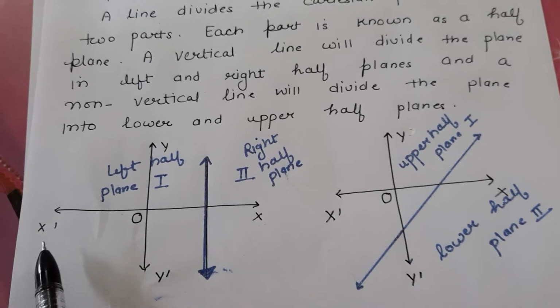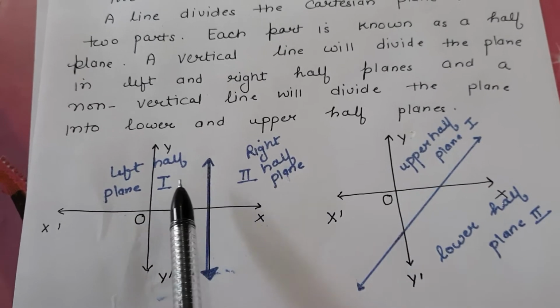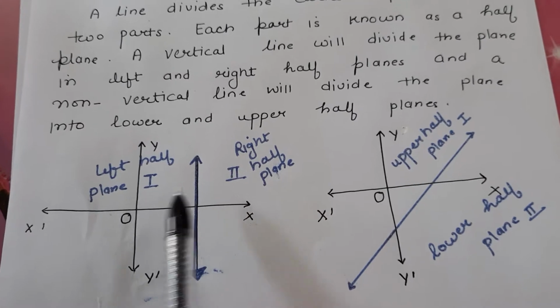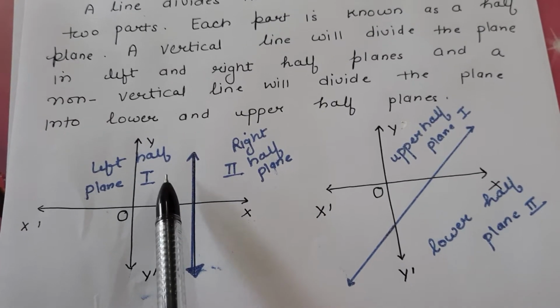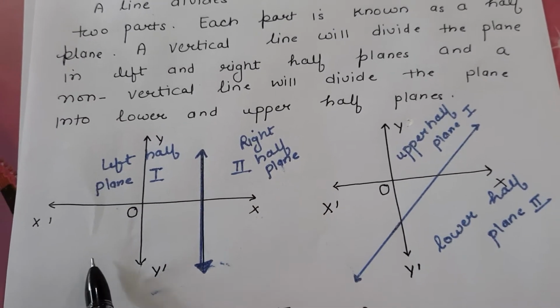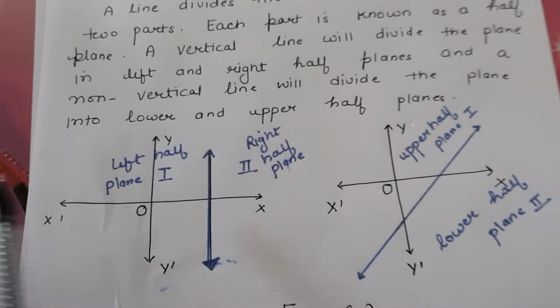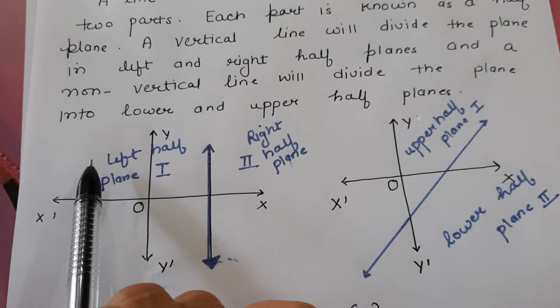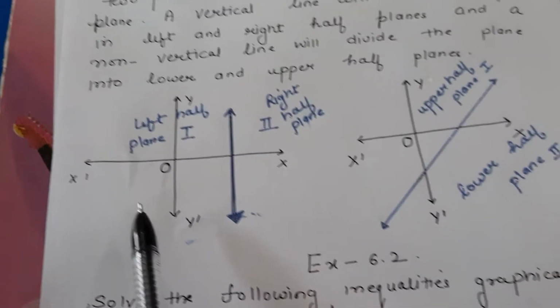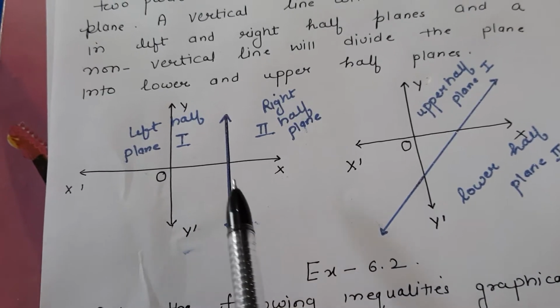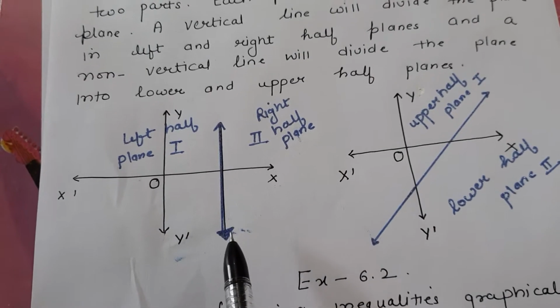This is x, x dash, y, y dash. Now you know that this is divided into four quadrants. This is first quadrant, second quadrant, third quadrant, fourth quadrant. In first quadrant, both x and y are positive. In second quadrant, x negative, y positive. In third quadrant, both x and y are negative. And in fourth quadrant, x positive, y negative.